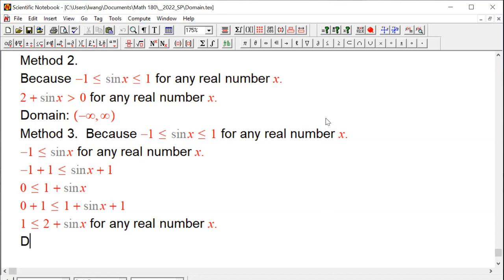Therefore, the domain is all real numbers again. But these techniques, though they seem pretty trivial, practice with them, how to handle inequalities. It's going to benefit you tremendously.